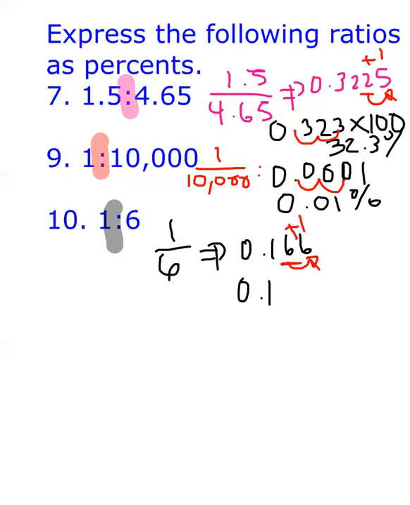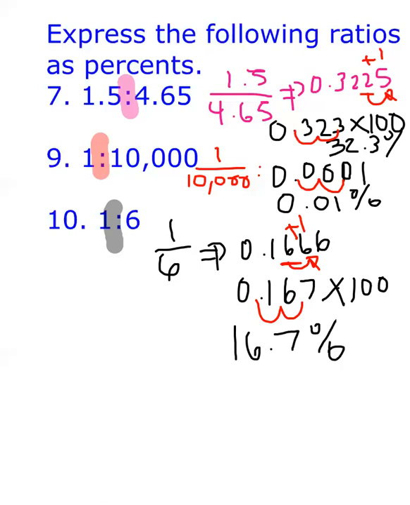I think I was missing a 6. 0.167. Sorry, there was another 6 up here. And again, we're going to multiply by 100, or move our decimal 2 spaces to the right. And so we get 16.7%. Okay. Now let's go ahead and move to the next set of problems.